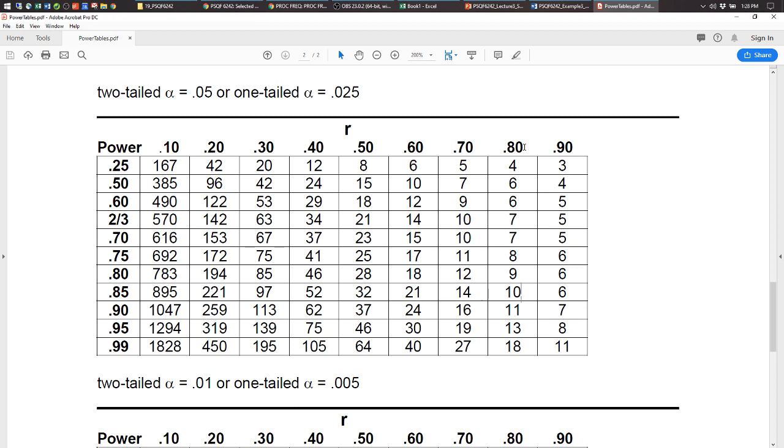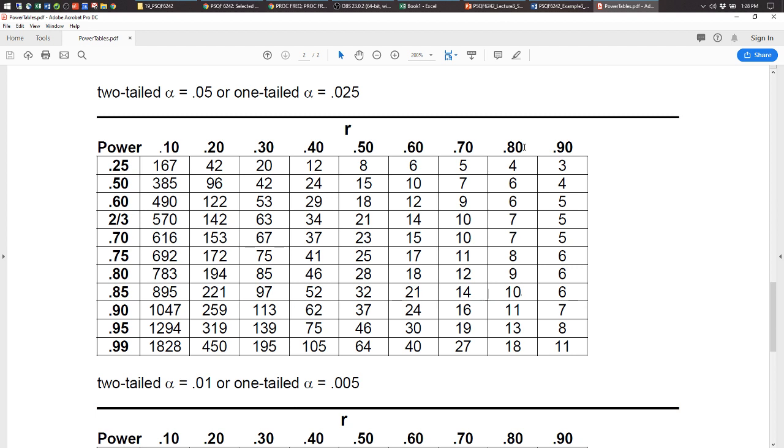I have 30 kids in Miss Smith's class. That's what I got. And tell me what I can do with that. Okay, let's go find 30. Here's power of 0.8. There you are. You have adequate power with 28 people to find an R of 0.5 or greater.